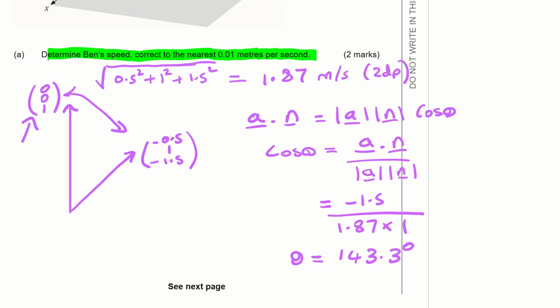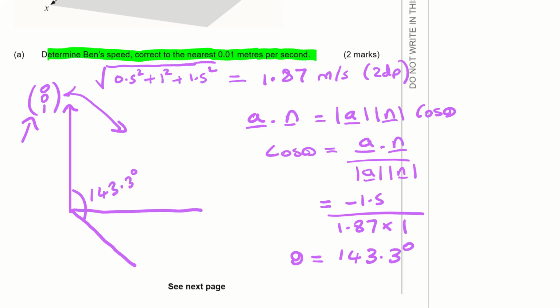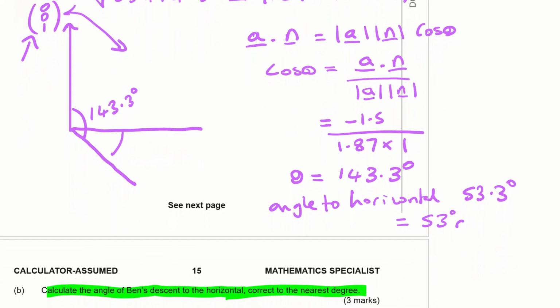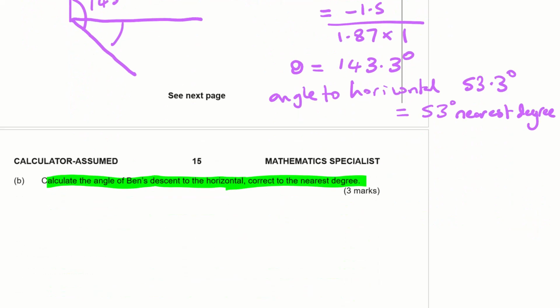143.3, and so that means it was down here, and that was 143.3, and so the angle to the horizontal there is just going to be that take away 90. So angle to horizontal is going to be 53.3 degrees. And we wanted that to the nearest degree, so 53 degrees to the nearest degree. Okay, great, let's move on.